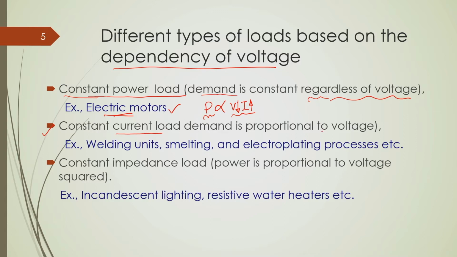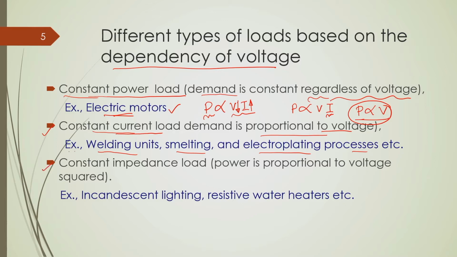Now, there are certain loads which will carry constant current, irrespective of the voltage. For them, power becomes proportional to voltage, because as I said, power is proportional to voltage multiplied by current. So, if the current becomes constant, it is basically power proportional to voltage. So, for them the power demand is proportional to the voltage. Examples are welding units, smelting and electroplating processes. Those appliances need constant current, therefore their power demand is proportional to the voltage.